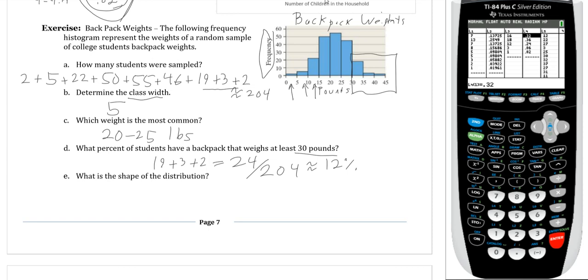Lastly, what is the shape of the distribution? Looking at the entire distribution itself, this definitely follows a nice bell trend. So we'll say bell-shaped distribution.